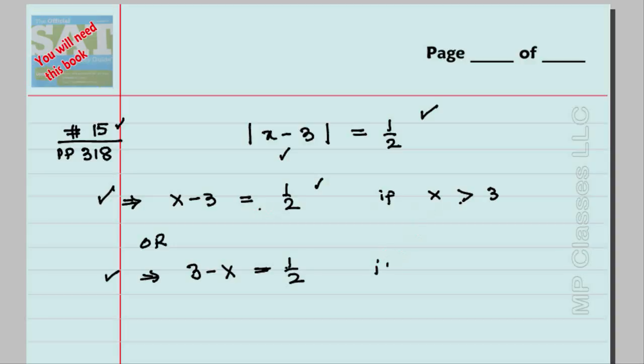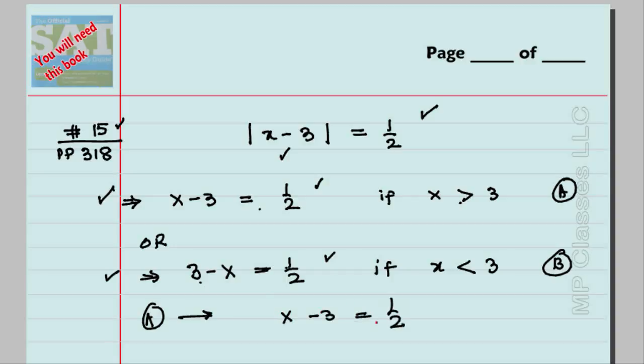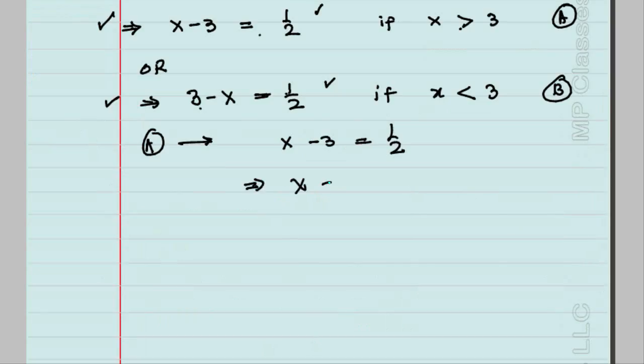If x is not greater than 3, then x is less than 3. That means 3 is greater. Then these are the only two things that can happen. So we say, if I call this as A and this as B, this A scenario tells me that x minus 3 is 1/2. This means x is 3.5. Remember, the question says what is the least value. So this is one scenario.